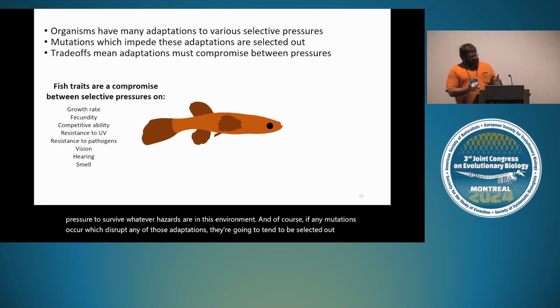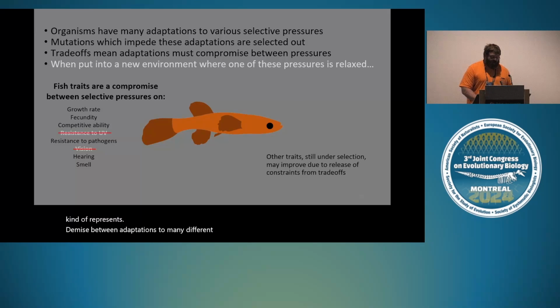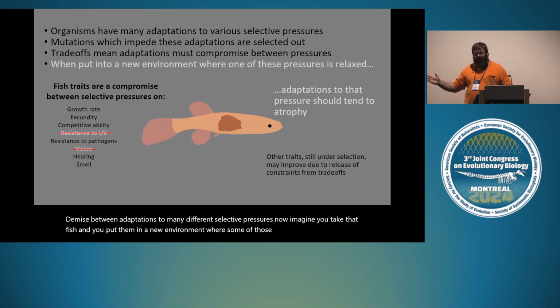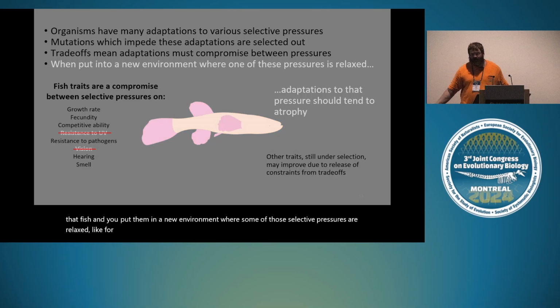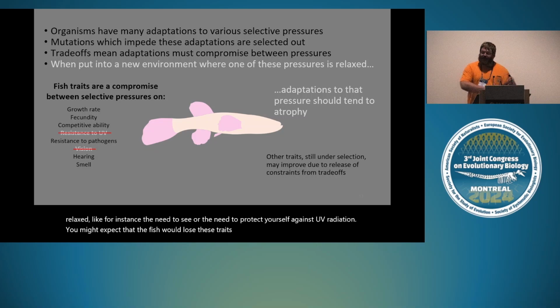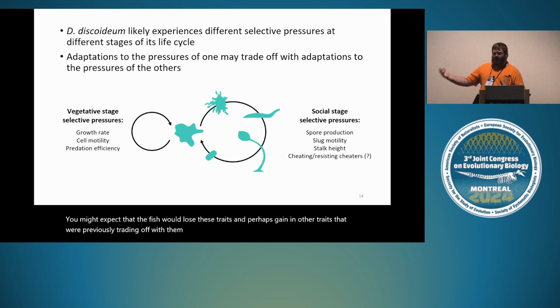And also, different adaptations may trade off negatively with one another, such that the final fish kind of represents a compromise between adaptations to many different selective pressures. Now imagine you take that fish and you put him in a new environment where some of those selective pressures are relaxed, like, for instance, the need to see or the need to protect yourself against UV radiation. You might expect that the fish would lose these traits and perhaps gain in other traits that were previously trading off with them. And so I want to do the same thing with Dictee.